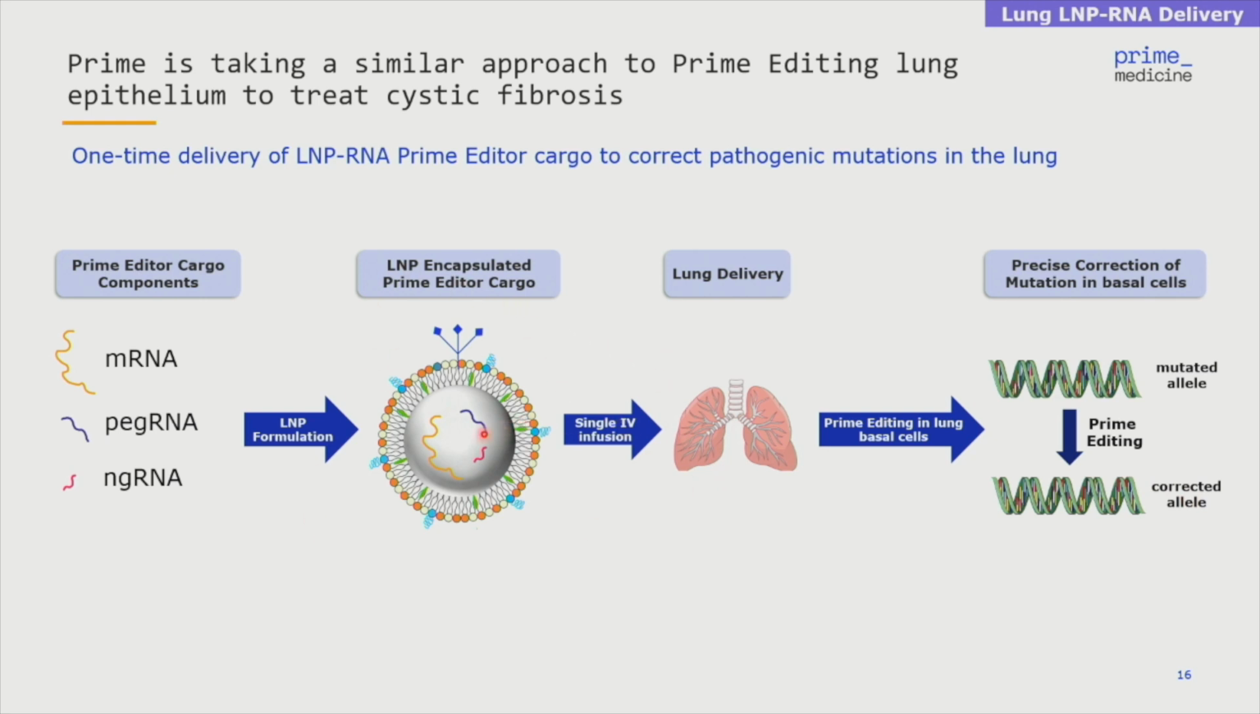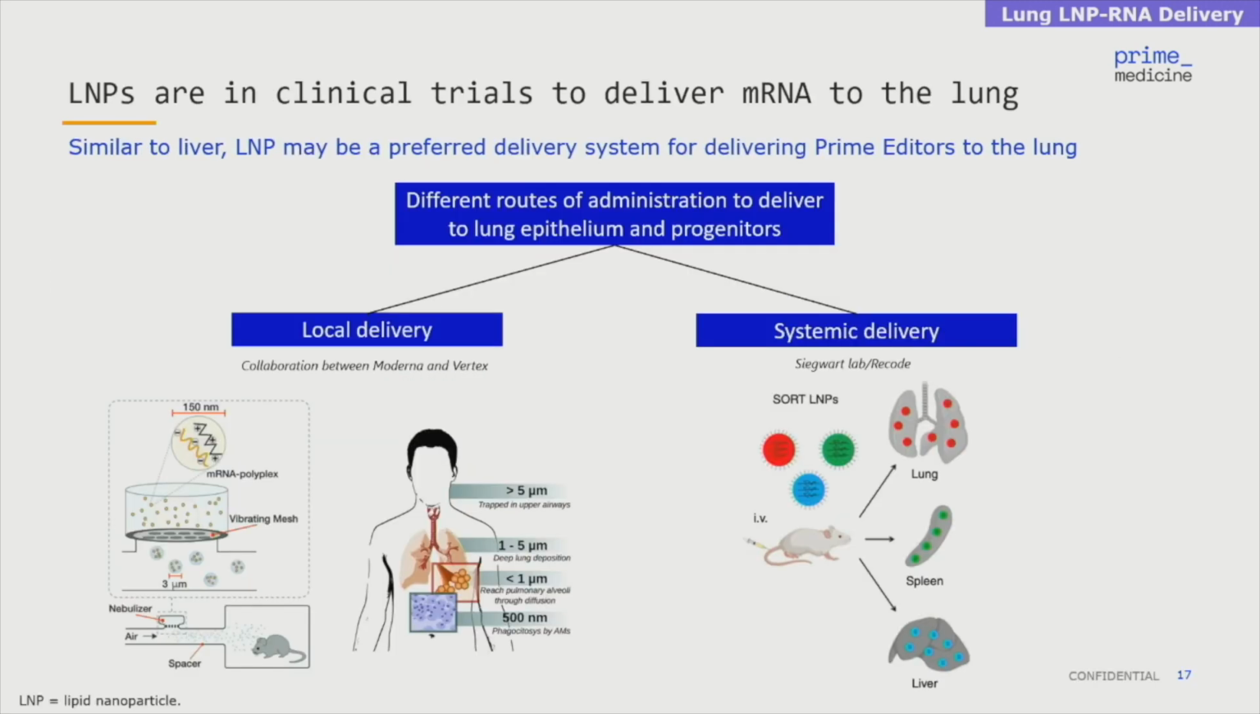An LNP that's tuned to the lung epithelium, potentially with some sort of targeting system, could be delivered to the lung and can make these similar corrections. So that's the concept. I think we're all incredibly heartened by the groundbreaking work of others, the collaboration between Moderna and Vertex, establishing LNP delivery through local delivery, through the airway. Potentially systemic delivery through a systemic infusion could be an alternative, and that's being worked on by Recode and the Seagwalk lab, although Recode's also developed this system as well. So we think people have made great progress with delivery to the lung epithelium.